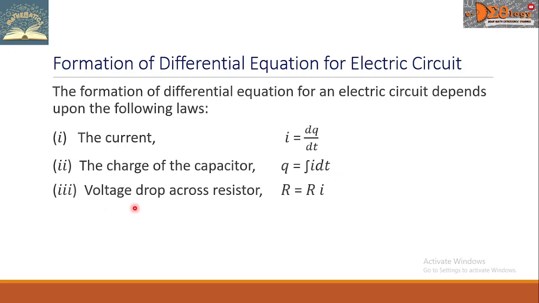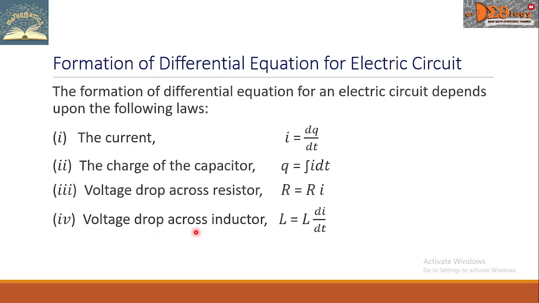Next, the voltage drop across resistor. We have capital R equals capital R times I. Then the voltage drop across inductor, denoted by capital L. This is equal to capital L times di over dt. Then the voltage drop across capacitor. The symbol is capital C. This is equal to Q over C.